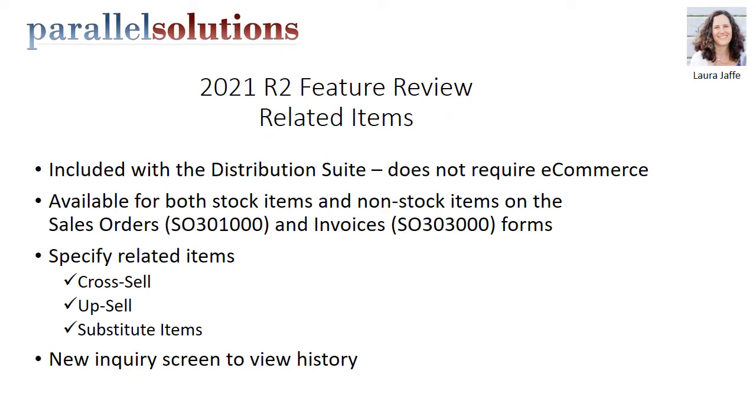So today we are going to take a look at one of the exciting new features in Acumatica 2021 R2. And this new feature is related items. It is included with the distribution suite, does not require e-commerce. It's available for both stock items and non-stock items on the sales orders and the invoices forms. And with this related items feature, you can specify cross-sell items, upsell items, and substitute items.